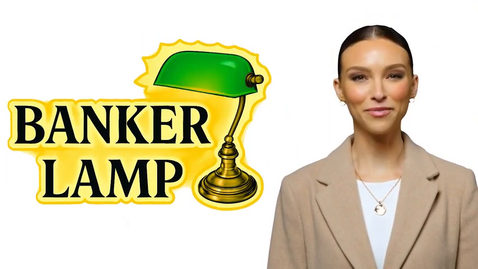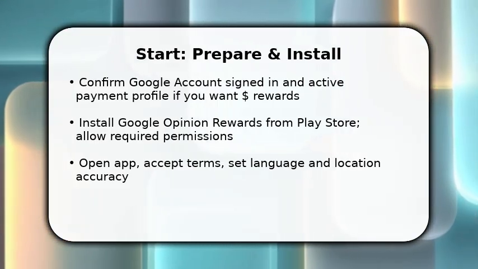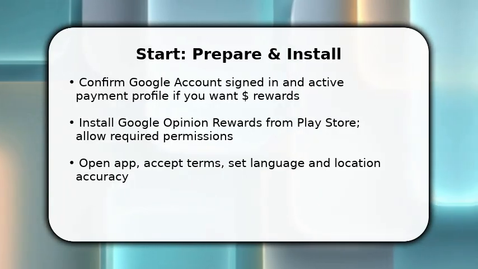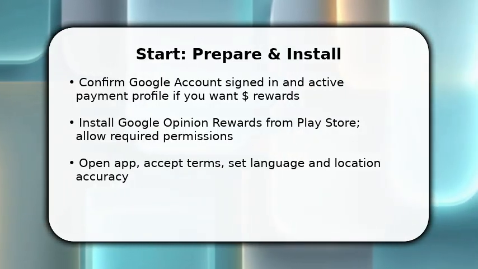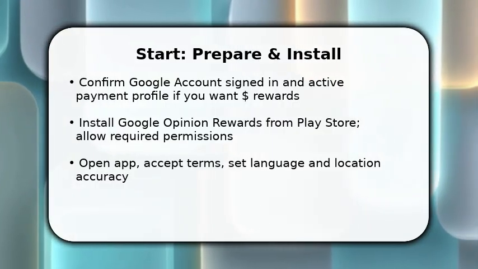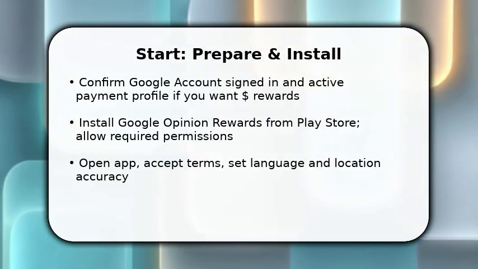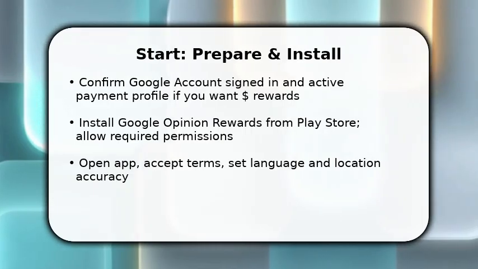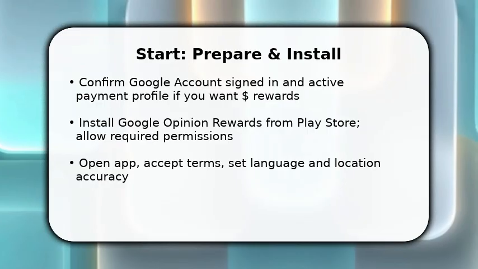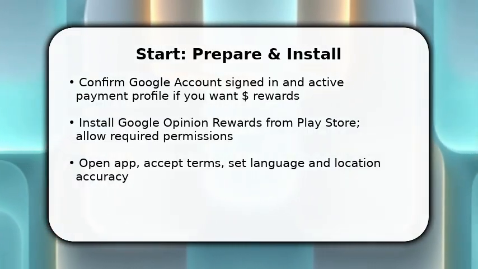Please enjoy the video. You'll begin by ensuring your Google account is active and ready. This is important because rewards tie to that account. Once done, install Google Opinion Rewards from the Play Store and grant the minimal permissions it requests so surveys can reach you. Next, open the app, accept the terms, and set language plus location accuracy options. Location improves survey relevance. Doing these steps now gets you into the app environment and lets surveys start appearing sooner.